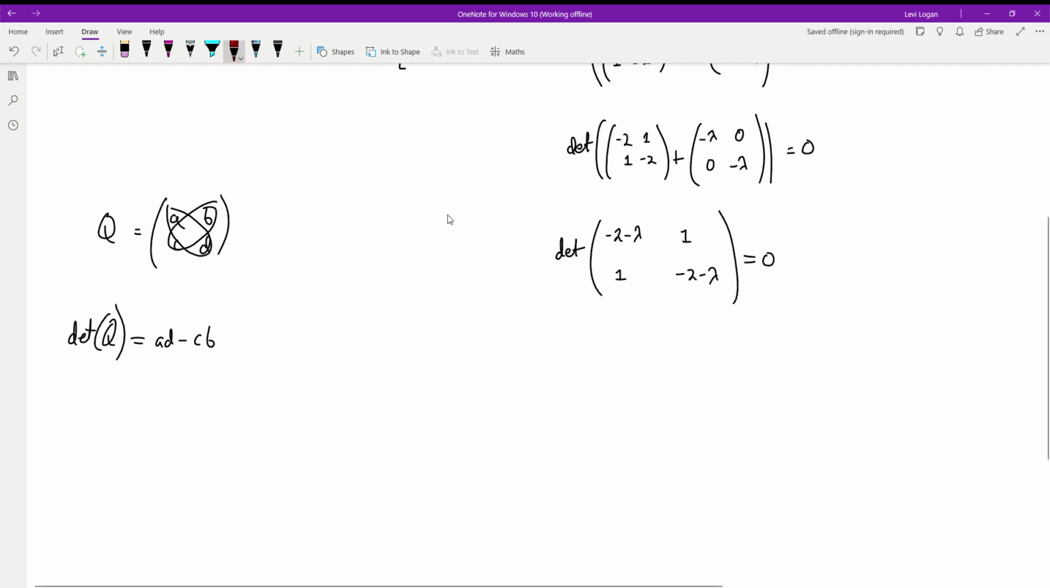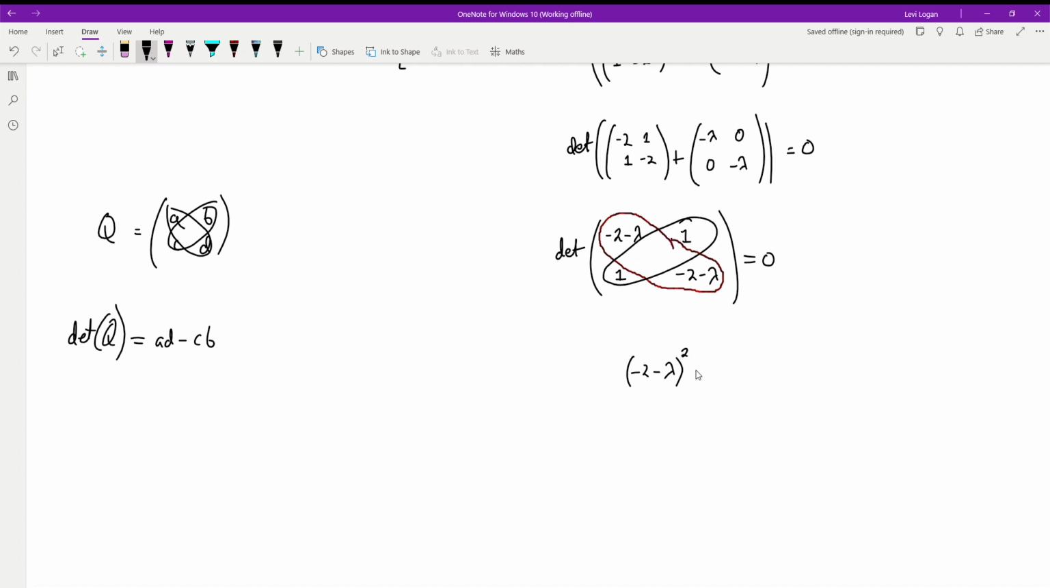So we'll do the exact same thing here. We're going to multiply these two numbers together. So what we're left with is basically -2 minus lambda multiplied by -2 minus lambda. Now you notice these two things are the same, so we can rewrite it as basically a square. And then we basically have minus the product of these two, so -1 times 1, which is just 1. So we're left with this.